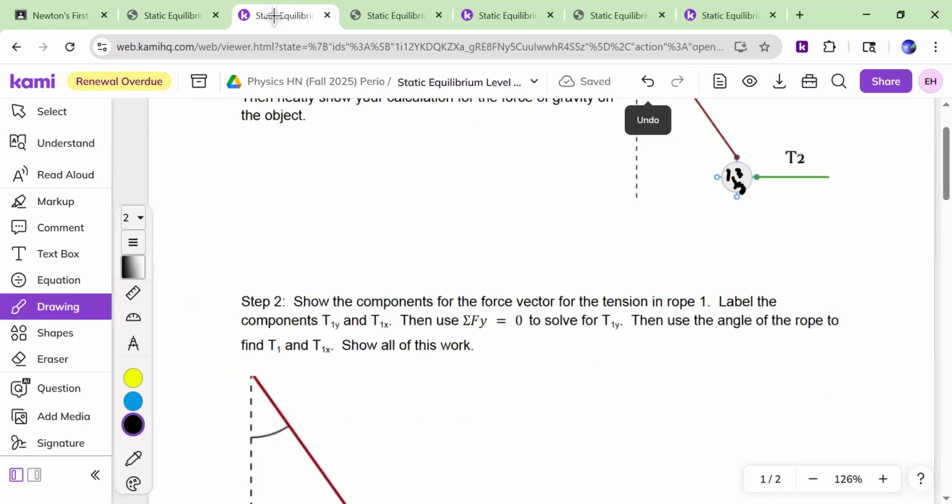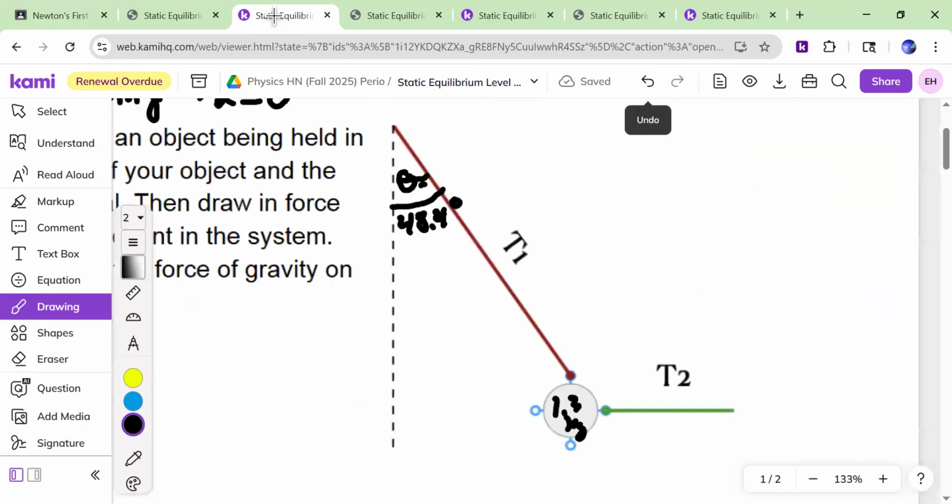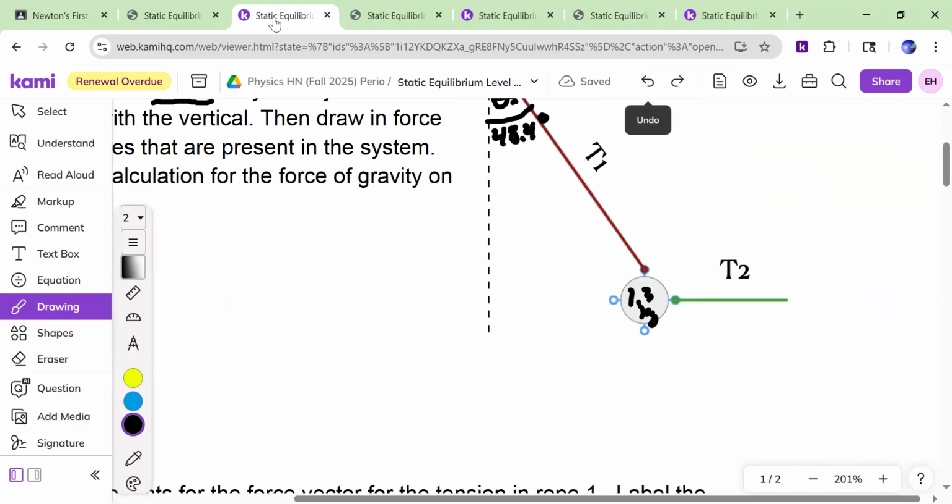All right, now what we're going to do in step two is write the vector components for, well, in step one here, let's actually draw the forces. Let's draw the forces acting on this mass here, okay? Now you remember when we did our free body diagram lesson and activity, we practiced drawing the forces on what would be the center of mass of an object.